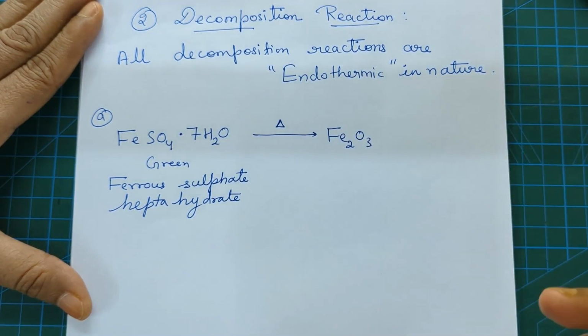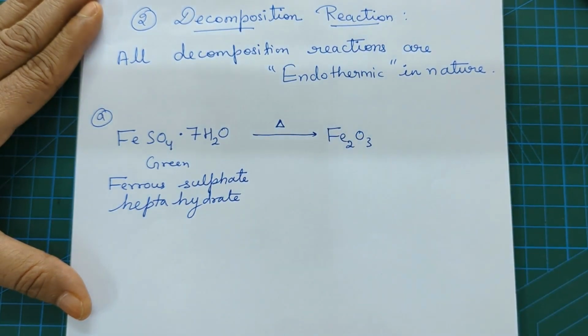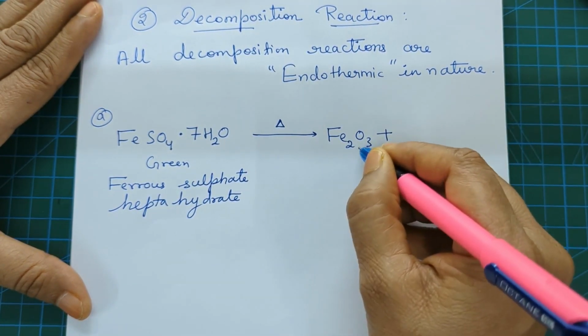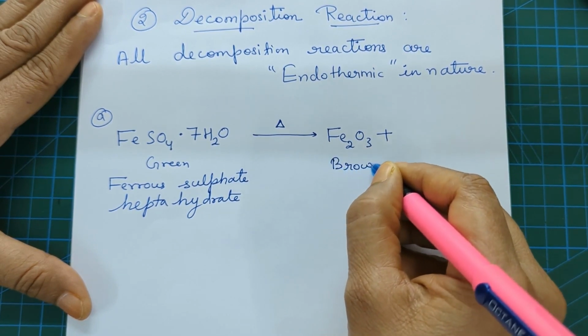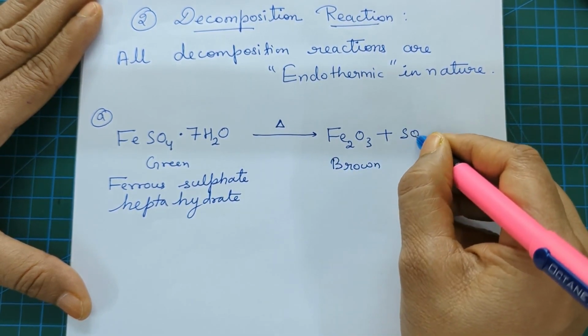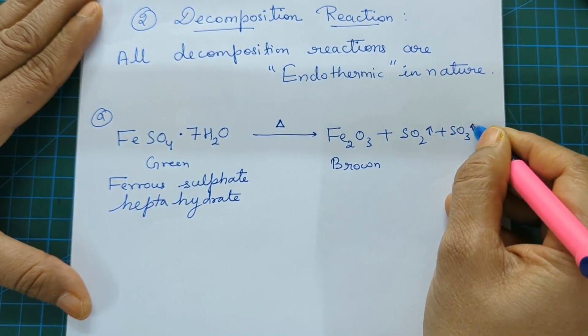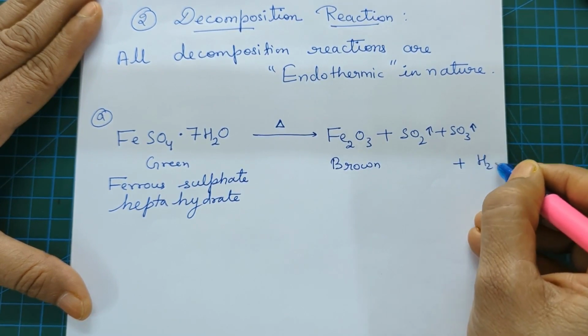So ferrous, ferric. Ferrous is Fe2+, a bit unstable. Ferric, Fe3+, which is comparatively stable. So ferric oxide is formed. Along with this, this is a solid compound, brown in color. Along with this, sulfur dioxide and sulfur trioxide. Both of them are in gaseous form, and with this water is released.